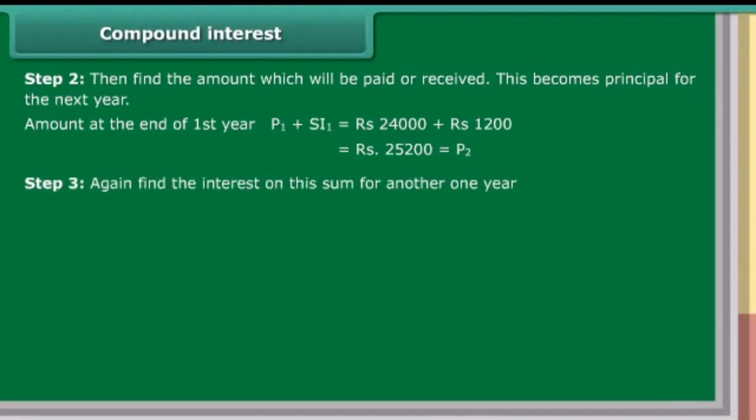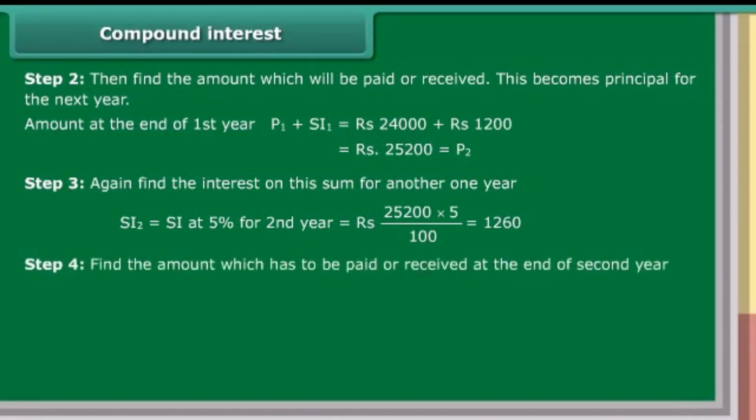Step 3. Again find the interest on this sum for another 1 year. SI2 is equal to SI at 5% per annum for second year is equal to rupees 25,200 into 5 upon 100 is equal to rupees 1,260. Step 4. Find the amount which has to be paid or received at the end of second year.